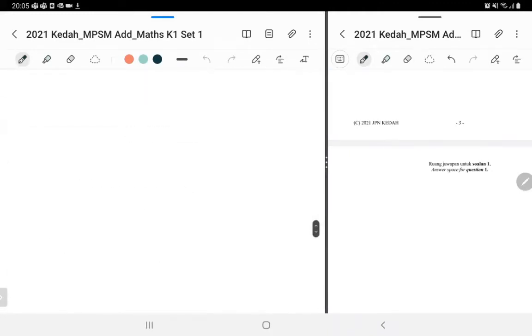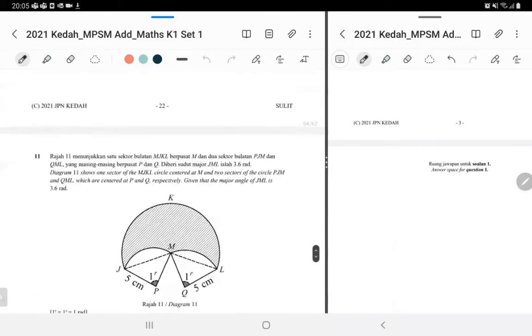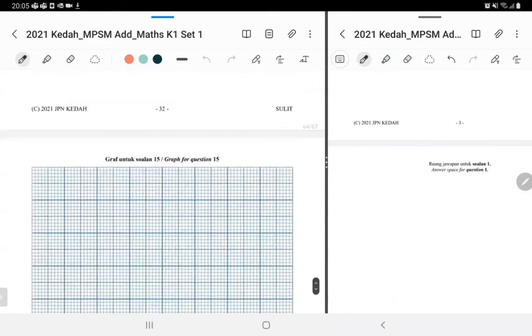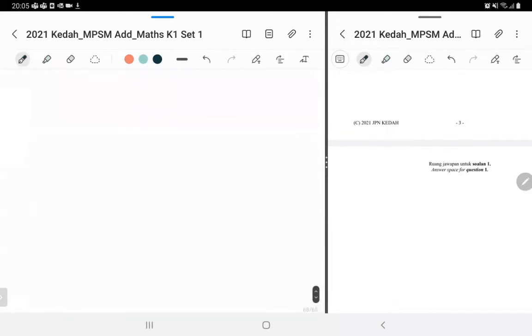For the SPM questions, I have gone through some of the trial papers this year. That means your batch, the trial papers from each state. And then I found some similarities in certain questions. So I will consider that as the tips of the SPM paper.